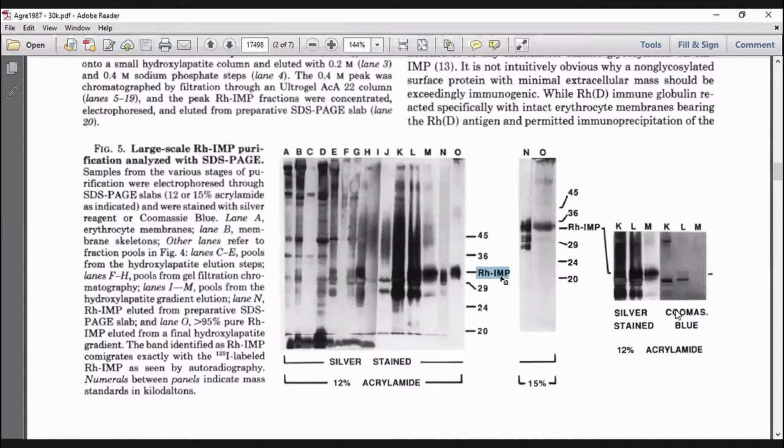However, do you see this at the bottom? There is a band at the bottom, with a size below 29, and in terms of quantity it's quite a lot. And he doesn't know what that is. This is the protein that he's looking for, RHIMP, size 30 kilodalton, meaning 30,000 grams per mole.